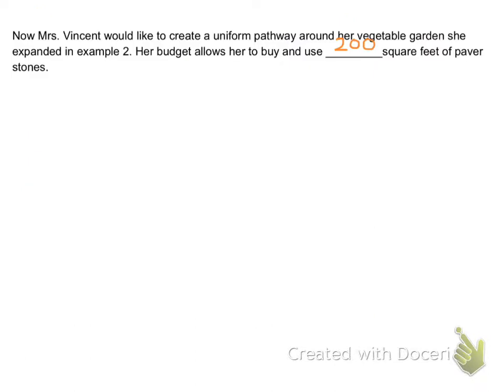And now, of course, let's finish with a word problem. Now, Mrs. Vincent would like to create a uniform pathway around her garden. She expanded that in example 2 above. Her budget allows her to buy and use 200 square feet of paver stones. How wide should the new path be?